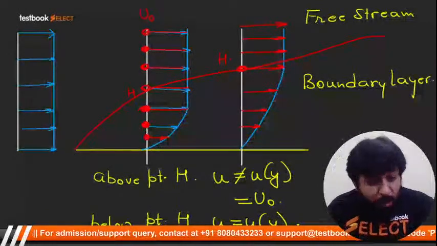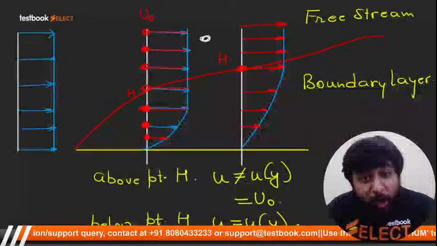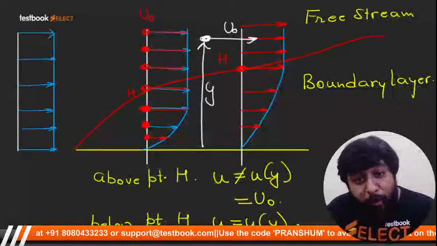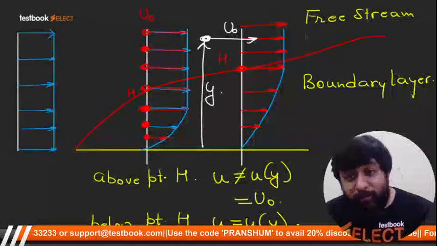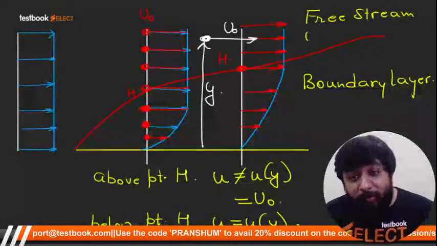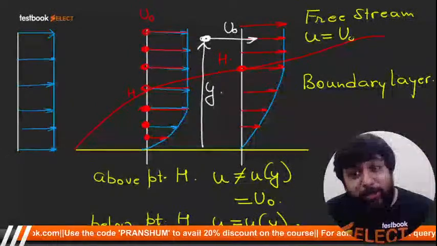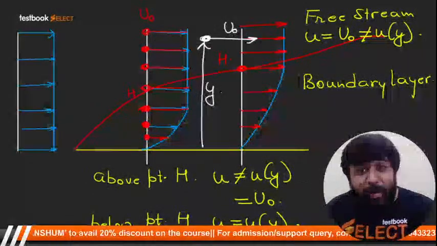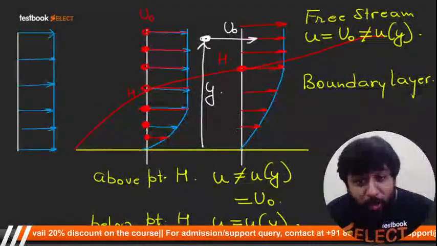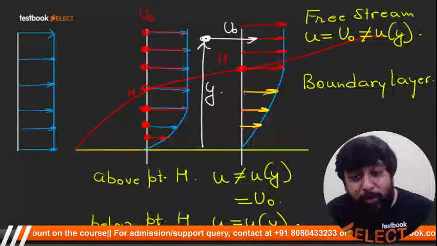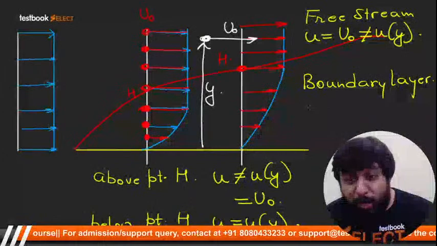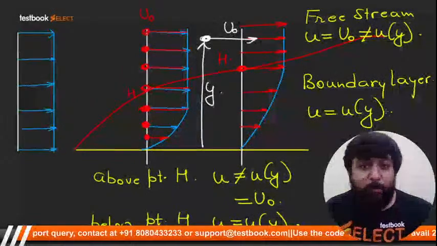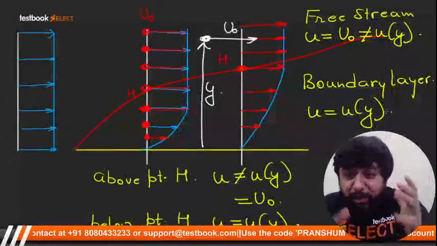In the free stream, if you take any point, the velocity at the point is u naught, and the velocity does not depend upon the y distance from the bottom. But if we take a point in the boundary layer, the more the distance of the point, the more the velocity. So within the boundary layer, the velocity at a point is a function of the distance of the point from the bottom. So this is what a free stream is and this is what a boundary layer is.